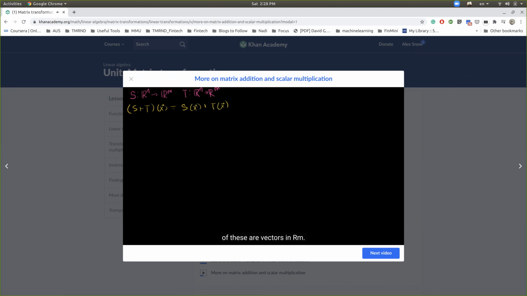And of course, this input is still from Rn, and then each of these are vectors in Rm. If we add two vectors in Rm to each other, we get another vector in Rm, because Rm is a valid subspace. It's also closed under addition. So this is still a mapping. So S plus T is still a mapping from Rn to Rm.